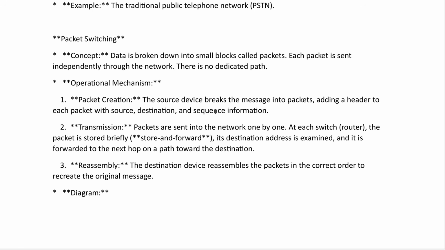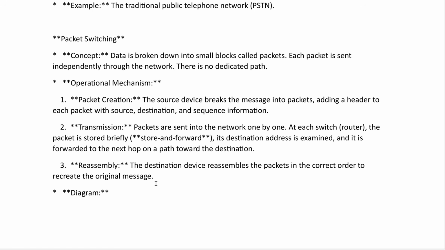First step is the packet creation. The source device breaks the message into packets, adding a header to each packet with source, destination, and sequence information. Second step is the transmission. Packets are sent into the network one by one. At each switch or router, the packet is stored briefly, which is also known as the store and forward mechanism. Its destination address is examined and it is forwarded to the next hop on the path toward the destination.